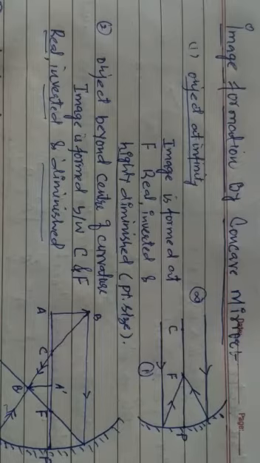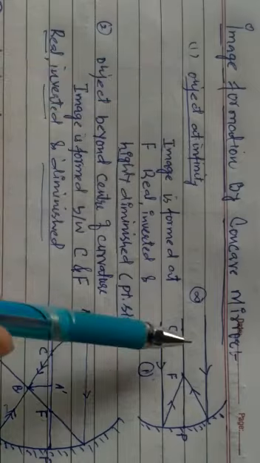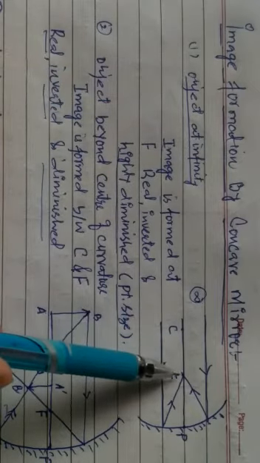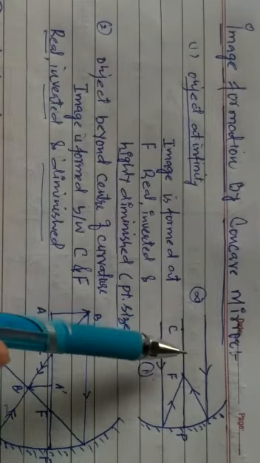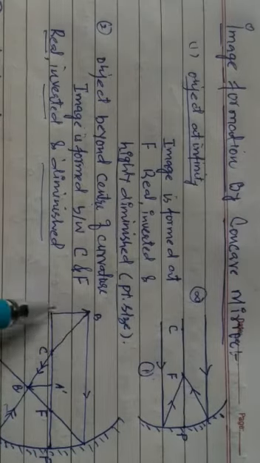The first type, when the object is at infinity: we have to remember the image is formed at principal focus, highly diminished, real and inverted. In the second type, we have to read about when the object is beyond the center of curvature. When the object is beyond the center of curvature, we have placed an object AB beyond the center of curvature.